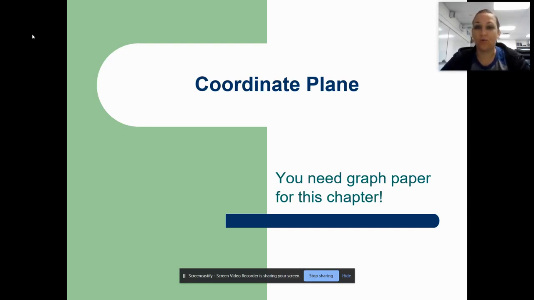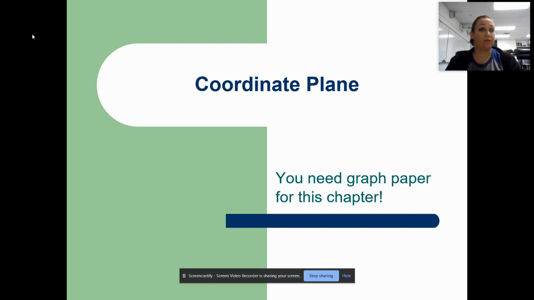In Chapter 5, we're going to be doing quite a bit of graphing, and so it would be helpful to have graph paper for this chapter. If you don't have graph paper at home, but you have a printer, there is a link on my virtual classroom, it's on the bottom shelf of the bookshelf, to a website where you can print graph paper from the internet. Our first video today is just an introduction to the coordinate plane.